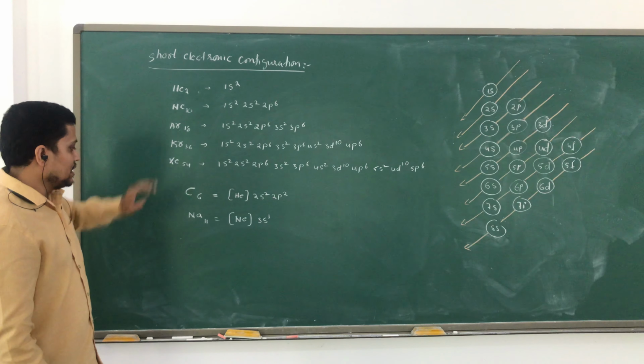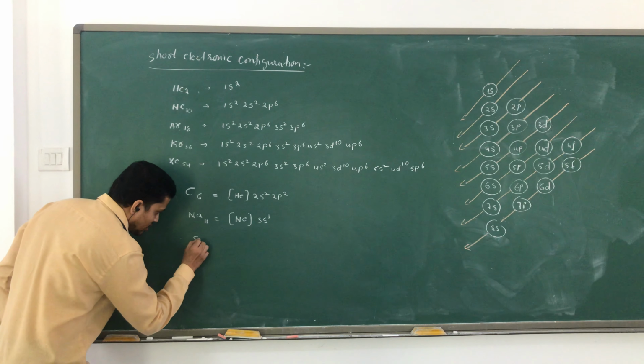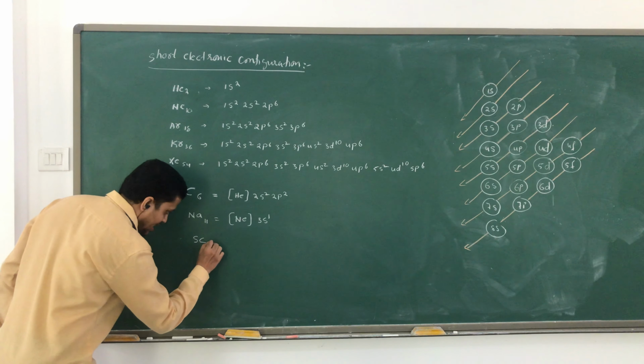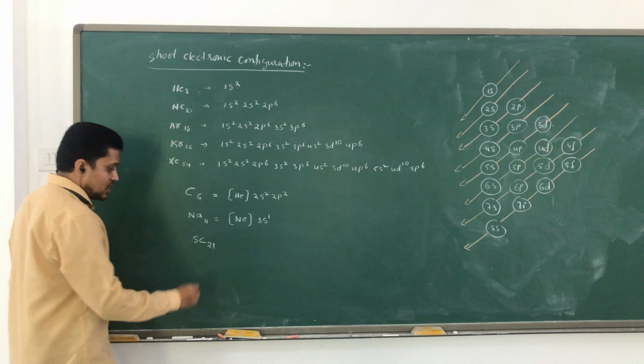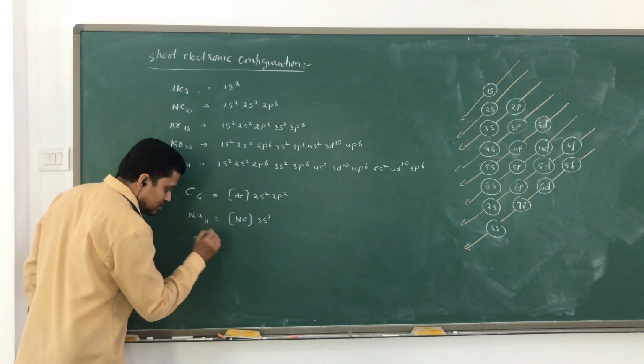Suppose I am going for another element, for example scandium, atomic number 21. Instead of writing all 21, I simply take the noble gas just before scandium. Which noble gas do we have? 18, that is argon. So instead of writing all of that, I simply take argon. So 18 is over, that is till 3p6 is over. Then we have to go for 4s2, 3d1.